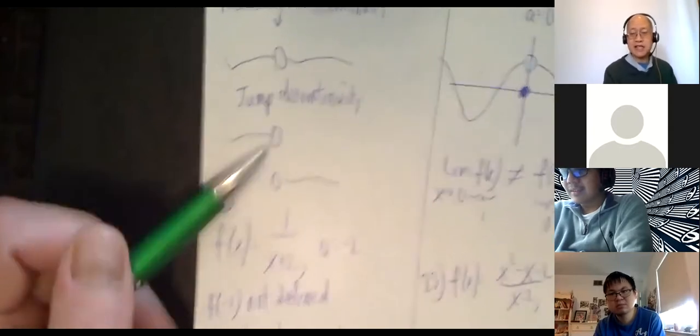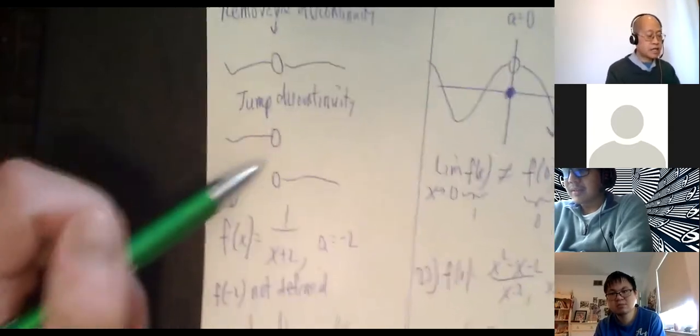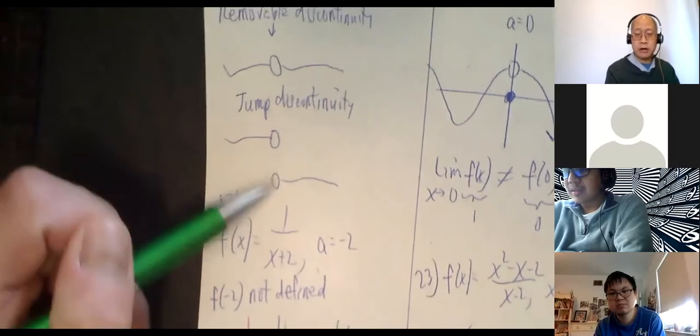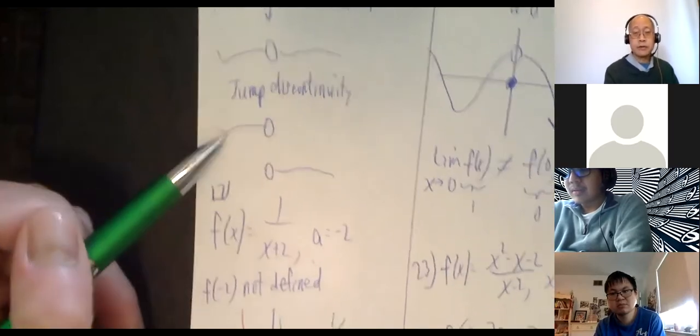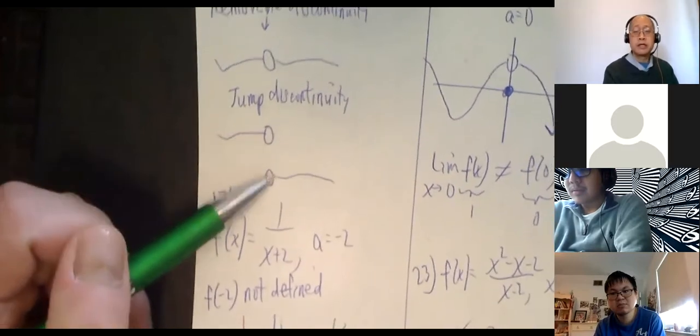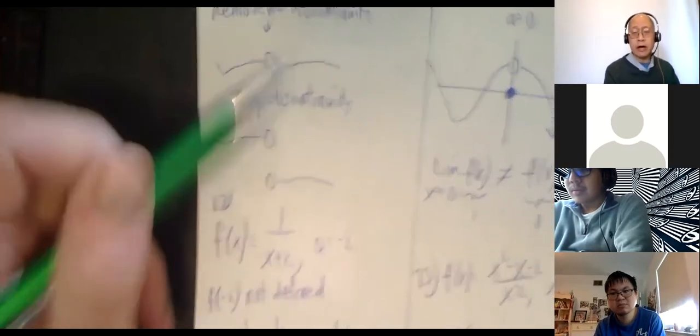There's no way to patch the tire, so to speak. I guess you could say, well, draw a straight line from here to here. Yeah, but it wouldn't be a function anymore. We're only talking about functions. So this is an example of a jump discontinuity. You can jump either up or down.